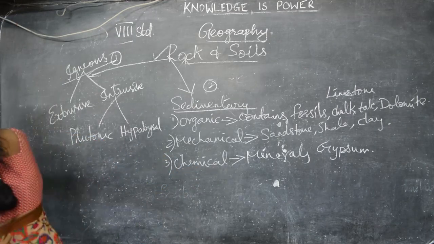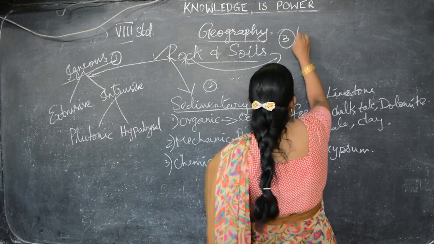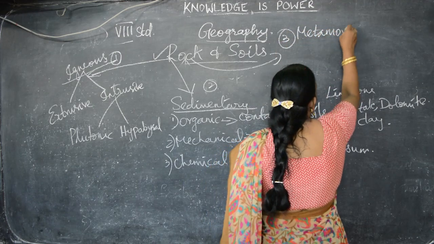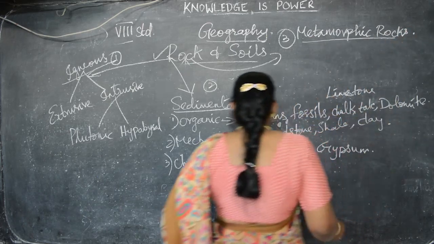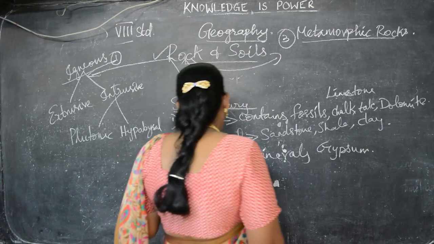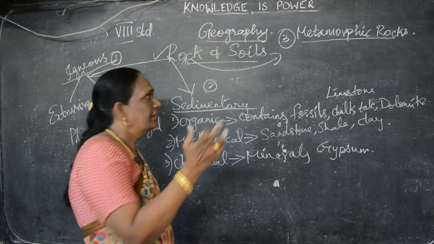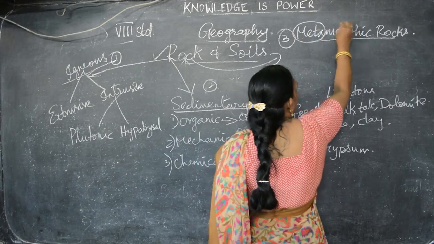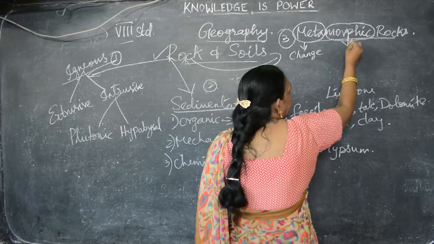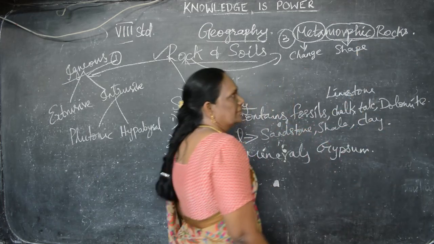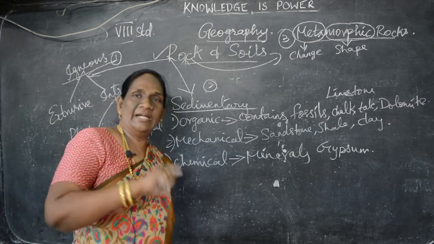The third rock is metamorphic rock. Here, meta and morphic. Meta means change, and morphic means shape. So because of the changes, the shape is changed. So it is called metamorphic rocks.